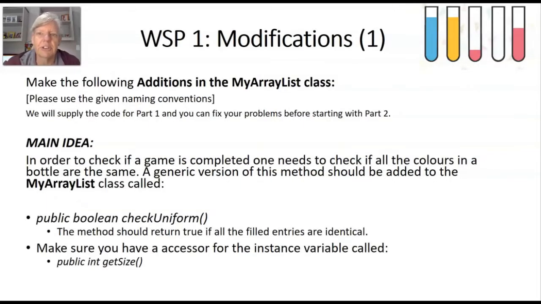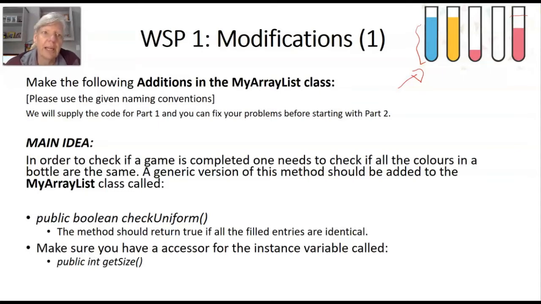Okay, so let's focus first on the myArrayList class additions. Now, the idea is the most important thing to understand, and that is we have to figure out when the game is finished. And what I have added here, have a look at this picture here. The game is done if all the colors in a bottle are the same. But not only that, this game is not done, although all the colors in each bottle are the same, unless the bottles are filled to capacity. Then the game is done.